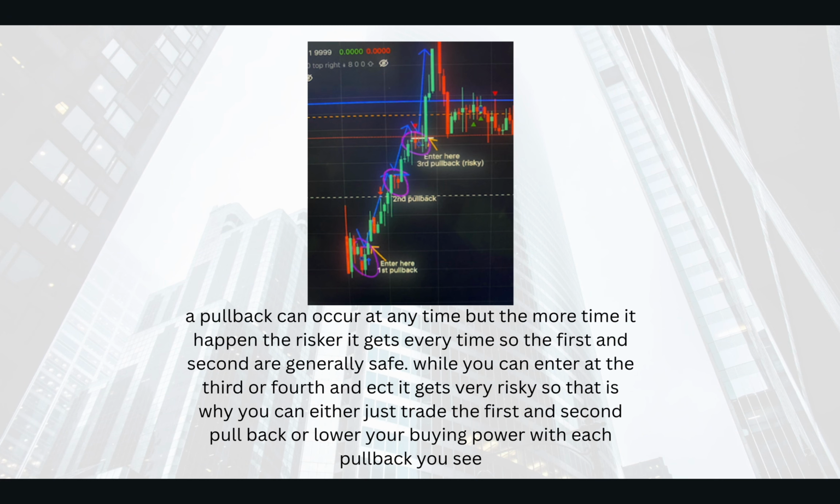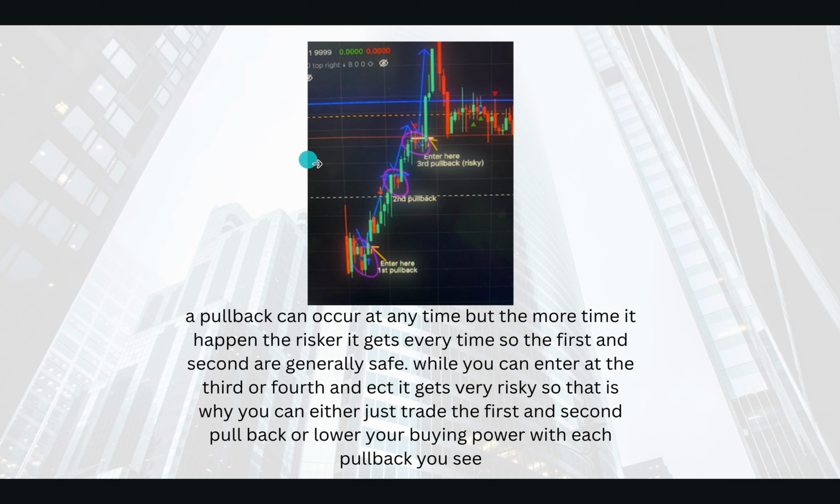So the first and second are generally safe, while you can enter at the third or fourth or fifth or whatever, it gets riskier over time. So that is why you can either just trade the first and the second pullback, or you lower your buying power with each pullback you see and buy.